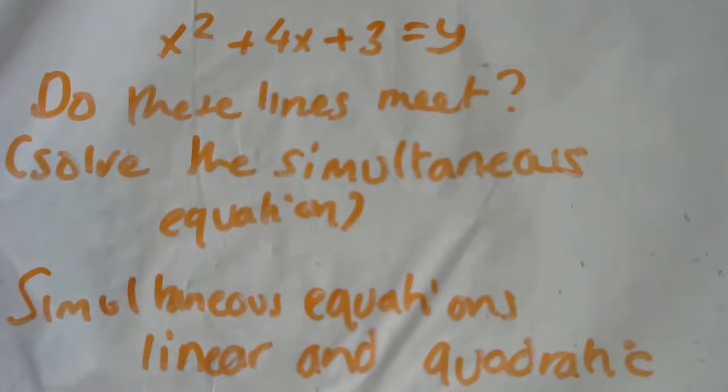Can't see top line. Top line is y equals 3x plus 1. y equals 3x plus 1.